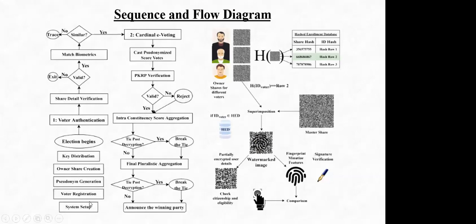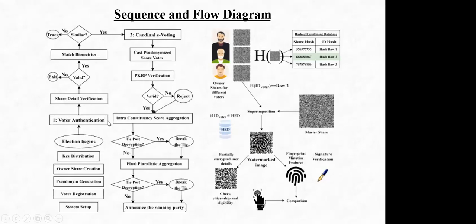So these are the 5 prerequisites: system setup, voter must register as per the eligibility criteria, pseudonym must be generated for each and every single voter, owner share with respect to his fingerprint and the handwritten signature must be created, and the key distribution by the ECO, that is Election Commission Officer. So all of these 5 are the prerequisites. They must actually happen prior to the start of the election. When these 5 happen, election begins.